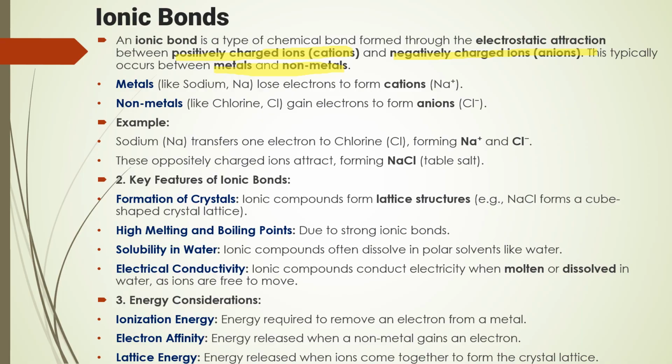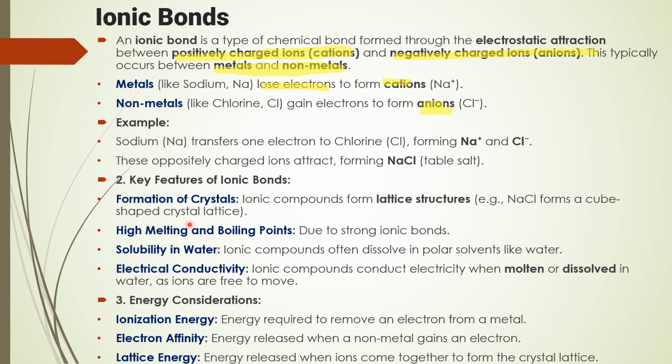For example, let's say the metal sodium loses an electron to form a cation, and a non-metal like chlorine will gain an electron to become an anion. So the metal will lose electron while the non-metal will gain that electron. For example, sodium transfers one electron to chlorine, forming Na+ and Cl-. These oppositely charged ions attract each other, forming NaCl, table salt.